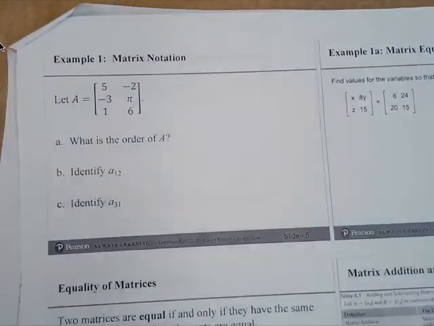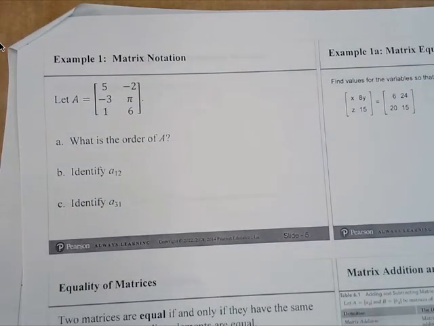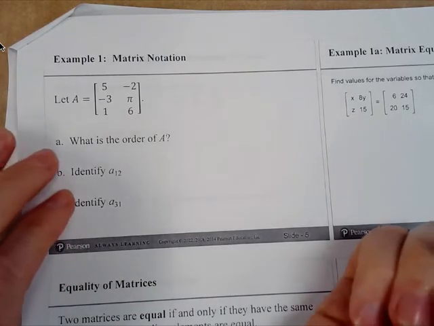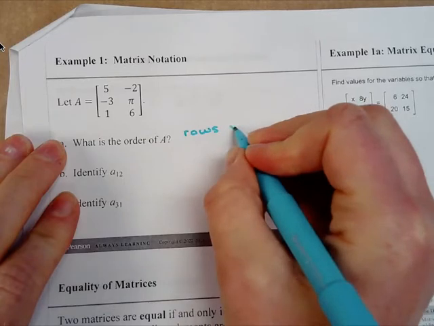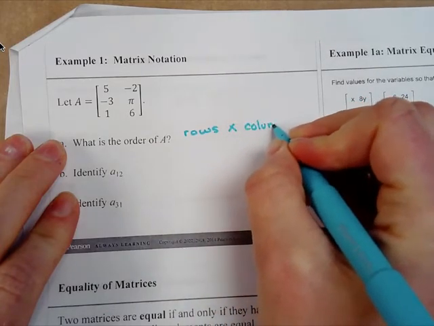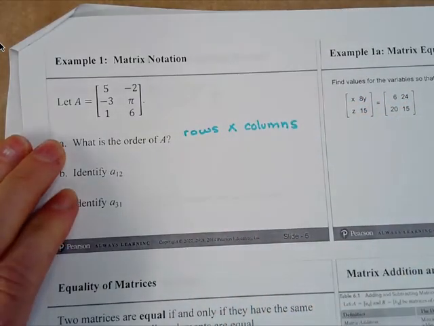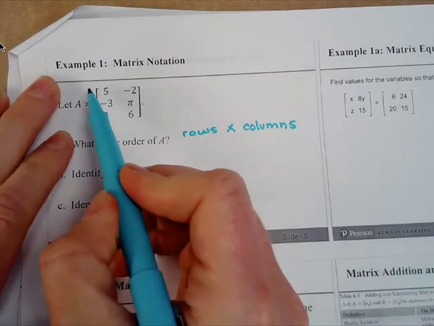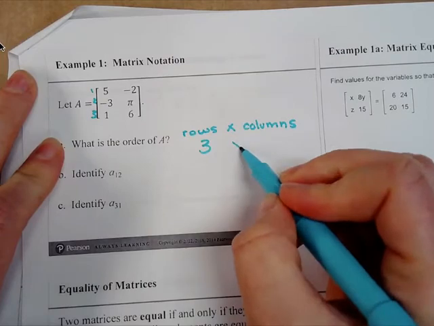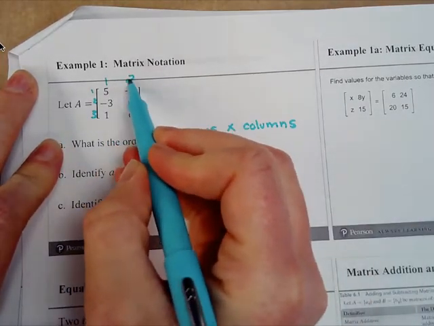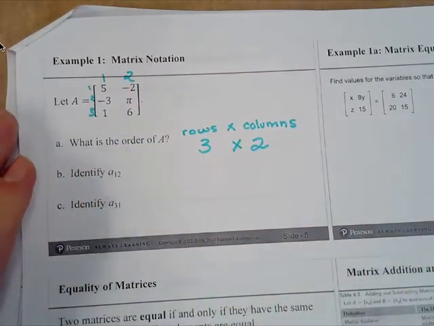So let's look at our first example. We have matrix A. In order to know the order, we would figure out how many rows by columns. So there are 1, 2, 3 rows by 1, 2 columns. So this is a 3 by 2.